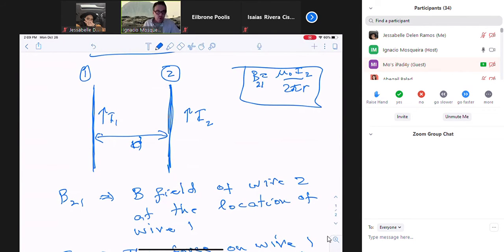Right, so first question, please tell me. Again, I'm going slow, but the goal is for you to tell me. Now, I'm calculating the B field of wire 2 at the location of wire 1. What direction should that be? I'm interested in figuring out the direction of the B field of wire 2 at the location of wire 1. How does that work? Is this the right-hand rule where you put your thumb in the direction of the current, and your fingers wrap around the direction of the B field?